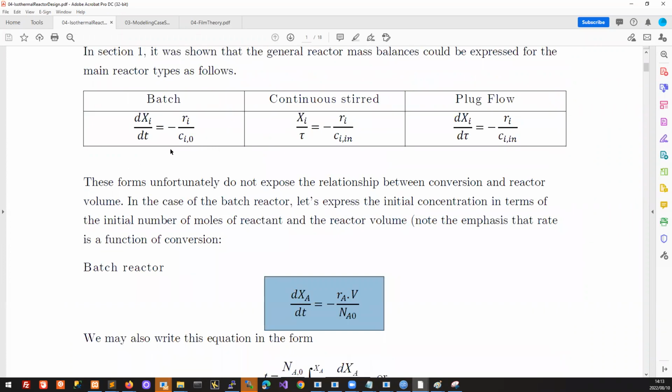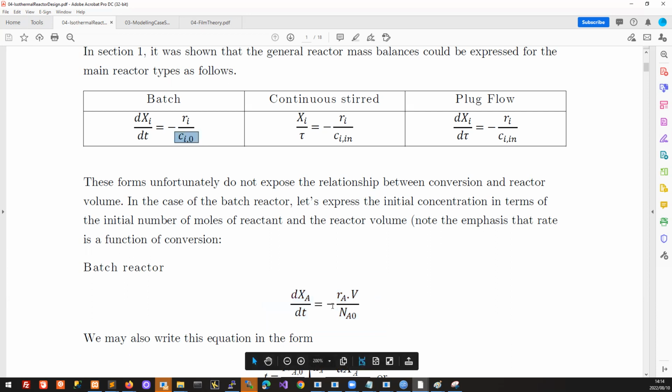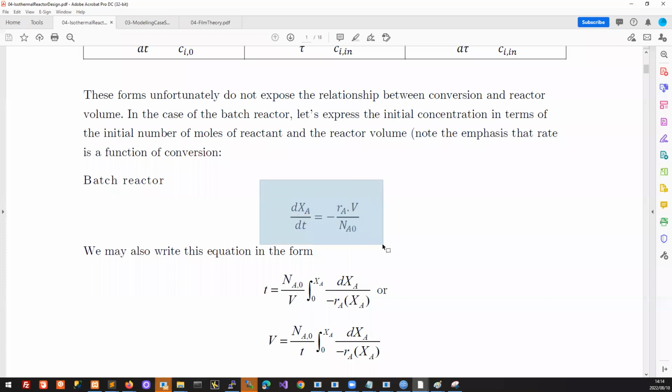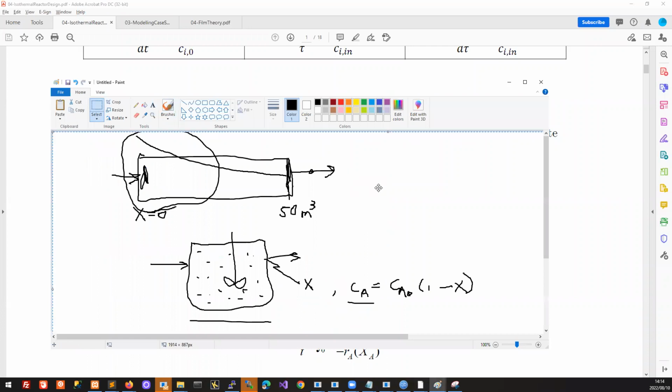let's see, what did we do here? So this initial concentration here, we can write that as the initial number of moles divided by the volume, right? So we can start with doing that. And then we can say, okay, for the batch reactor, what really matters to me is how long must I let this run for, right? So different things matter in the different reactors.